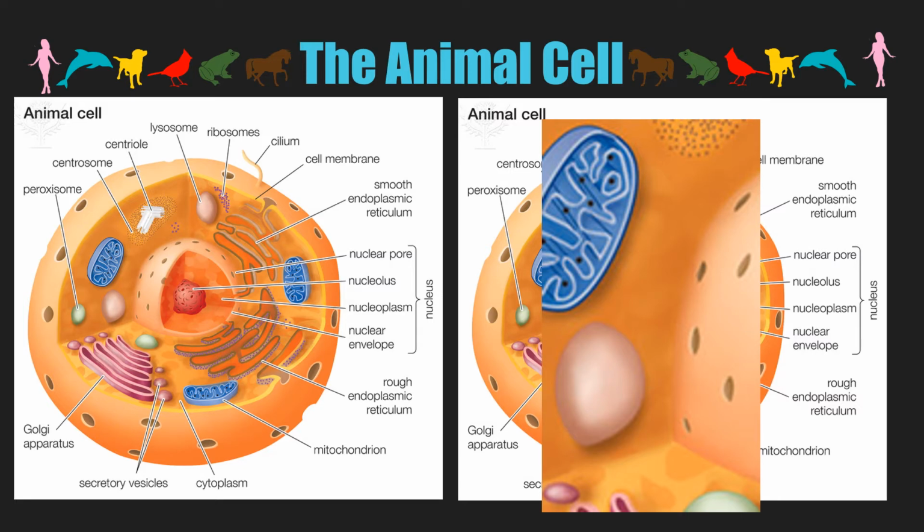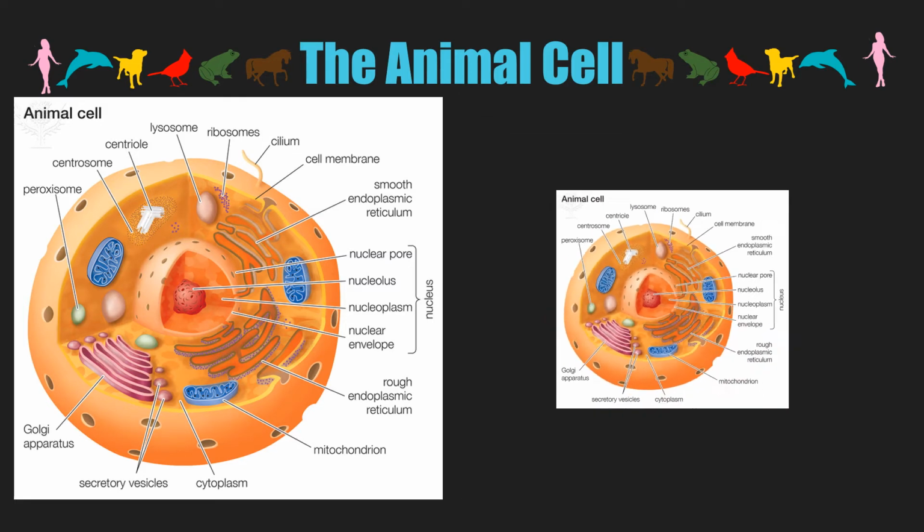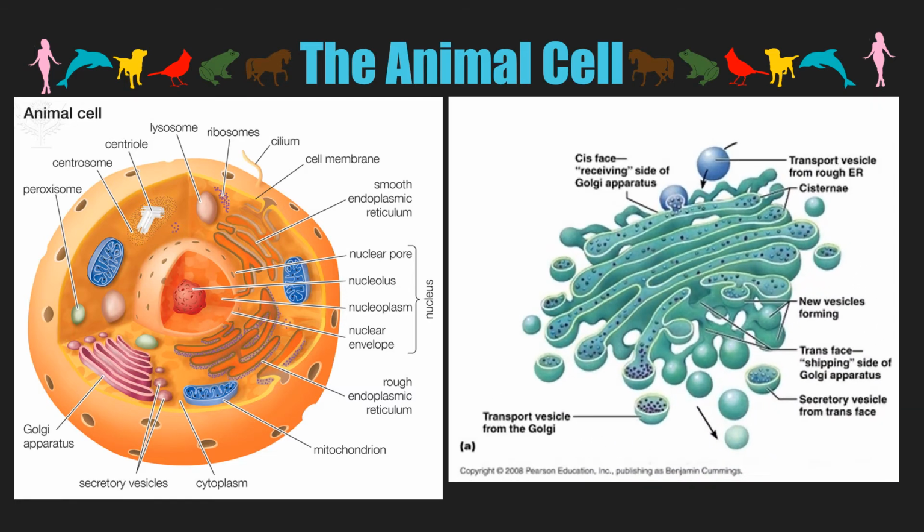And the Golgi apparatus is a folded membrane and vesicles that modifies and sorts proteins and is involved with intracellular transport and secretion. It changes and organizes proteins and lipids. Those are all of the organelles of the animal cell.